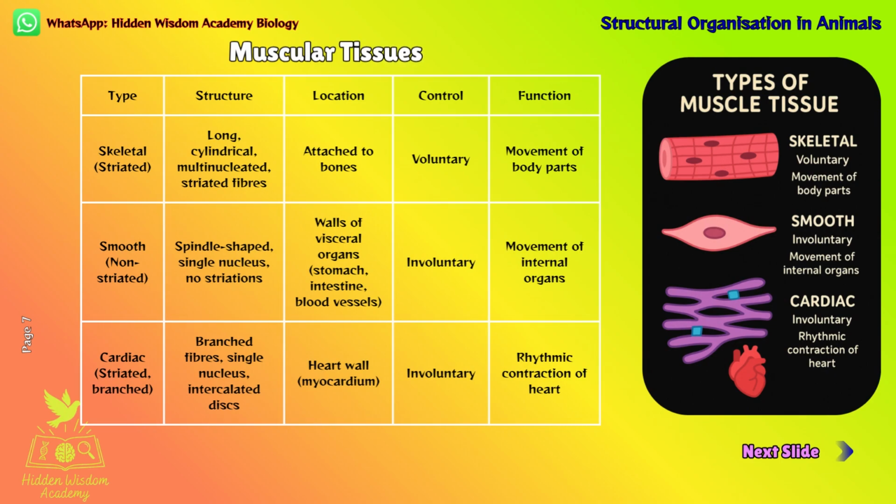Muscular tissues help in movement and locomotion. They have special proteins, actin and myosin, that help the muscles contract. There are three types of muscles. Skeletal muscles are voluntary and help move our bones. Smooth muscles are involuntary and control organs like the stomach and blood vessels. Cardiac muscles are involuntary, striated, and branched. They have intercalated discs that help the heartbeat in coordination. In exams, questions often focus on where these muscles are found, their structure, and whether they are voluntary or involuntary.